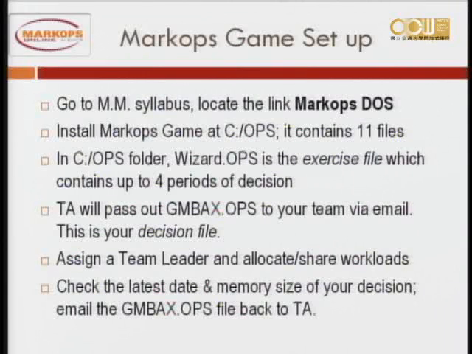Store that in the COPS, all right? There are 11 files. Then there's one called Wizard, as I said before. Wizard is an exercise file. Then I will name all of them according to GMBA. So you're going to receive a team file called GMBA 1, GMBA 2, until GMBA 36. This is the decision file. So this is the exercise file, this is the decision file. Your decision will install in that.